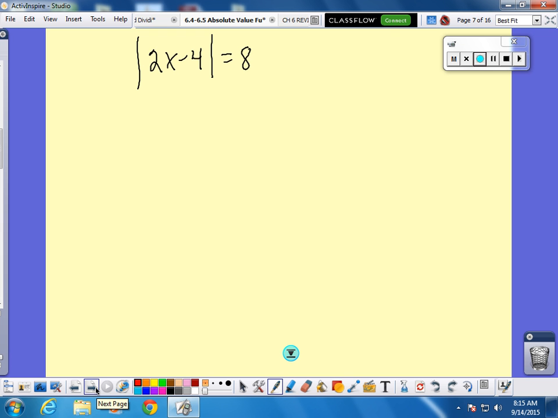All right, let's look at this one. Why don't you try this one? Work ahead of me a little bit. All right, we're going to have 2 answers. I'm taking the absolute value of something and getting 8. So what will my statements be? Either 2x minus 4 is equal to 8, or 2x minus 4 is equal to what? That's right. All right, solve both and see what your answers would be.